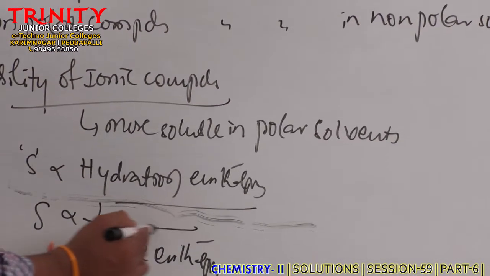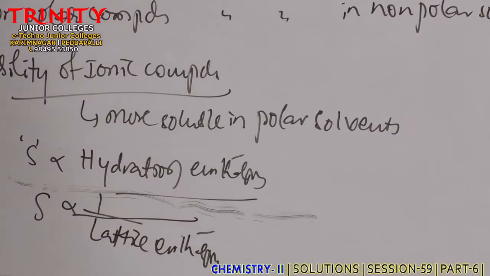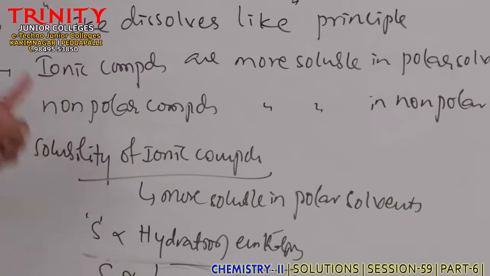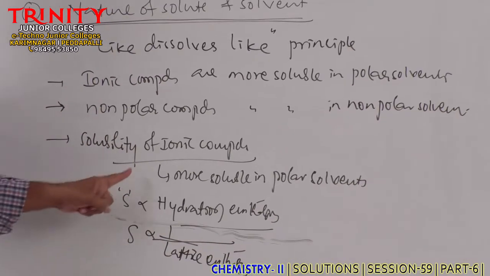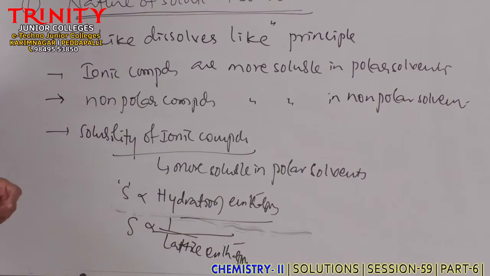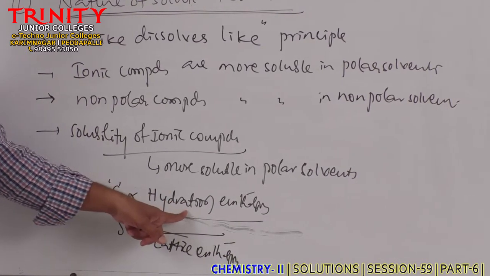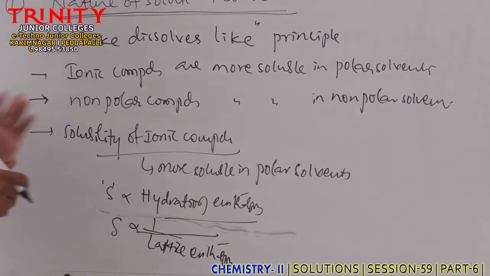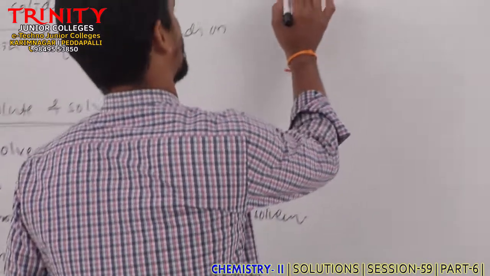Solubility of ionic compounds in water, or in polar solvents, depends on two factors: hydration enthalpy (or solvation enthalpy) and lattice enthalpy. It is directly proportional to hydration enthalpy and inversely proportional to lattice enthalpy. Is it clear? So like this we can say.